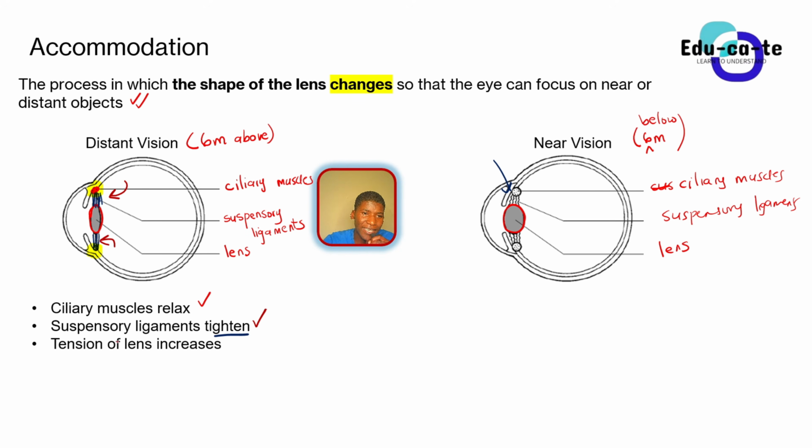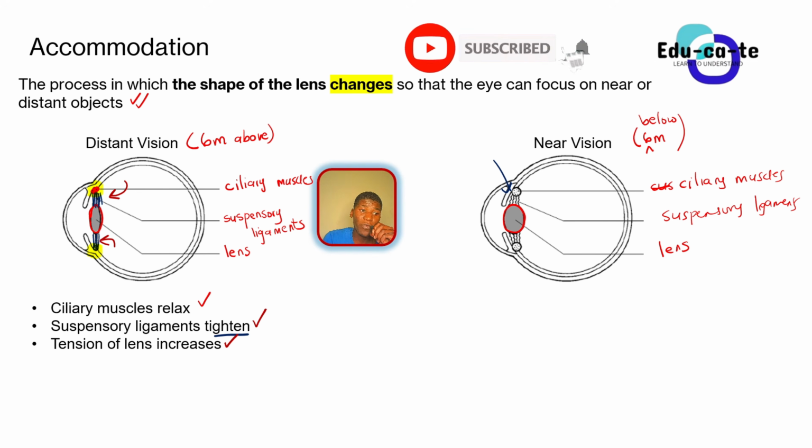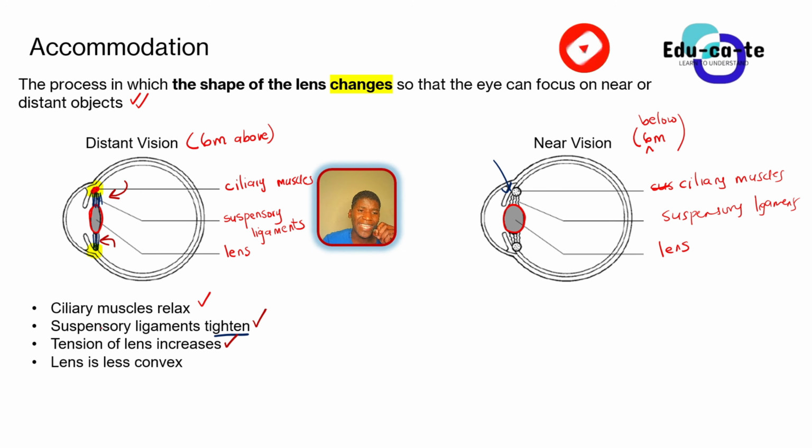So the tension of the lens will increase because the suspensory ligaments, which are just like ropes or strings holding onto the lens, are pulling in opposite directions. But don't use the word pulling, just say the tension on the lens will increase. I'm just trying to give you an idea of how that looks. When the tension on the lens increases, the lens is being pulled up by some suspensory ligaments and down by the others. So the lens will become less convex.